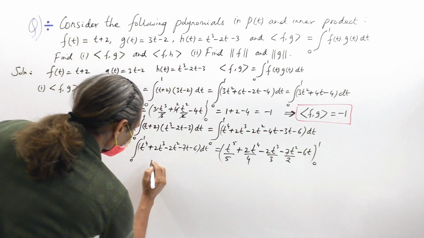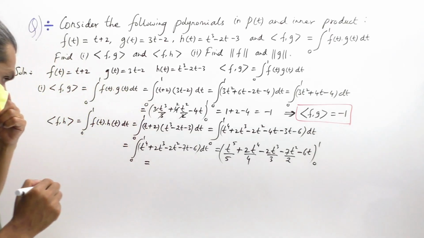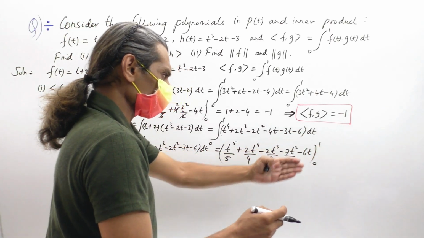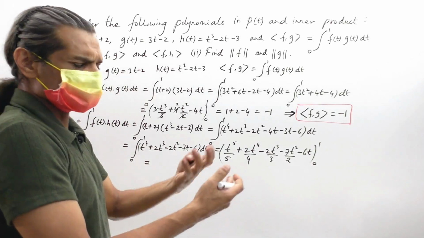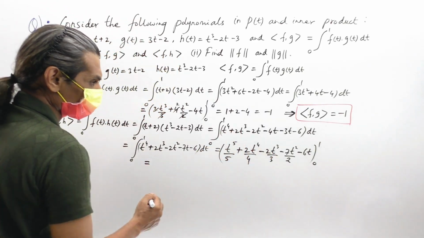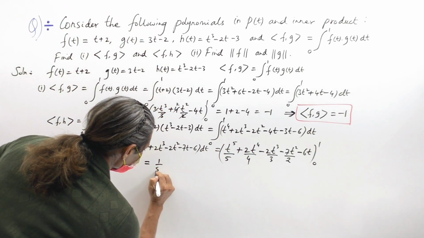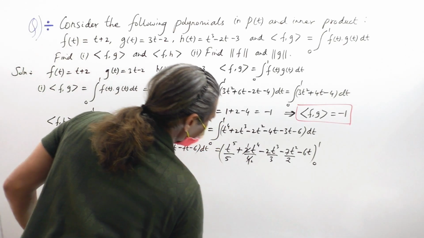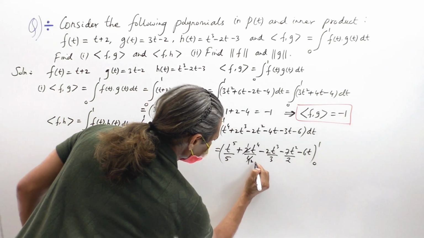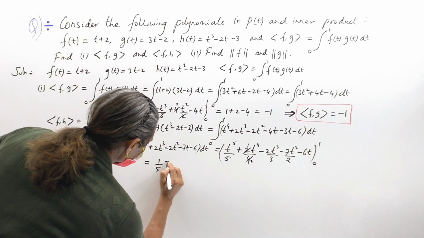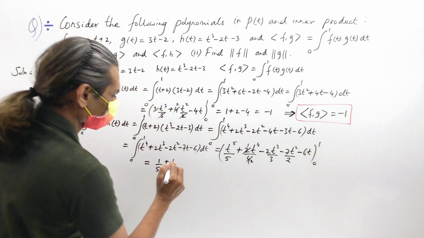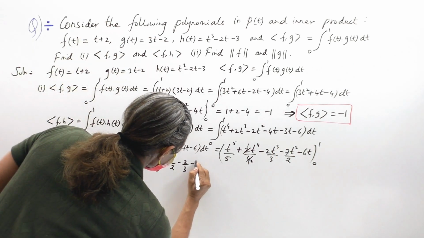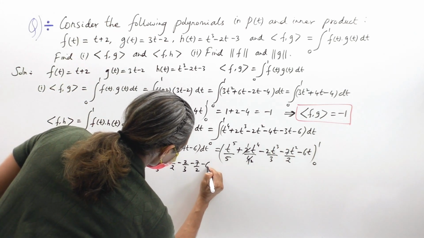Let us solve this now. In place of the top limit it is 1 and the bottom is 0. At 0 obviously everything will be 0, no need. So just in place of t put 1. So 1 raised to 5 is 1 upon 5, plus 2 into 1 over 4 is 1 upon 2, and minus 2 over 3, then minus 7 over 2 minus 6.